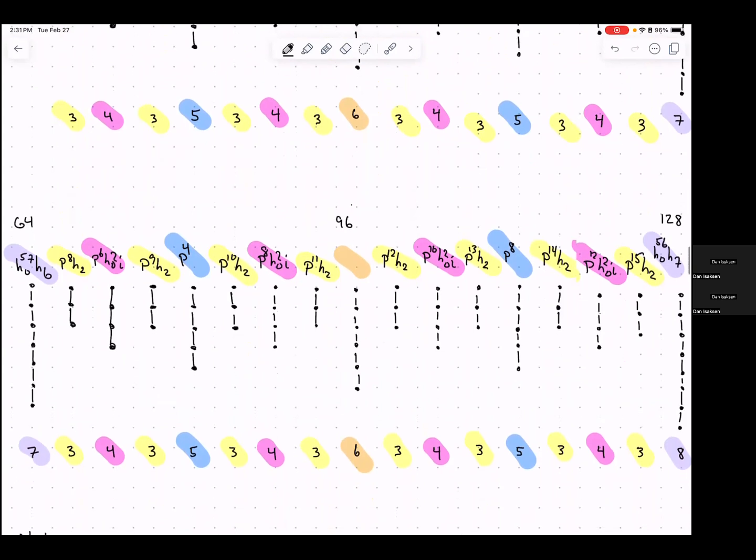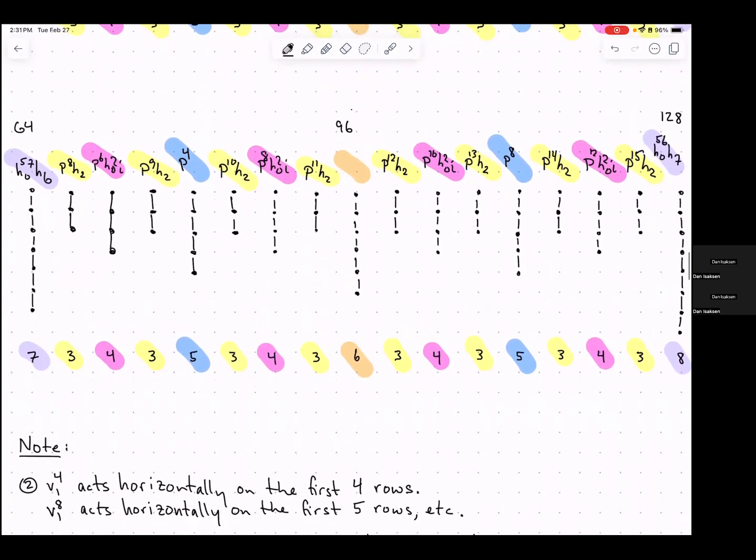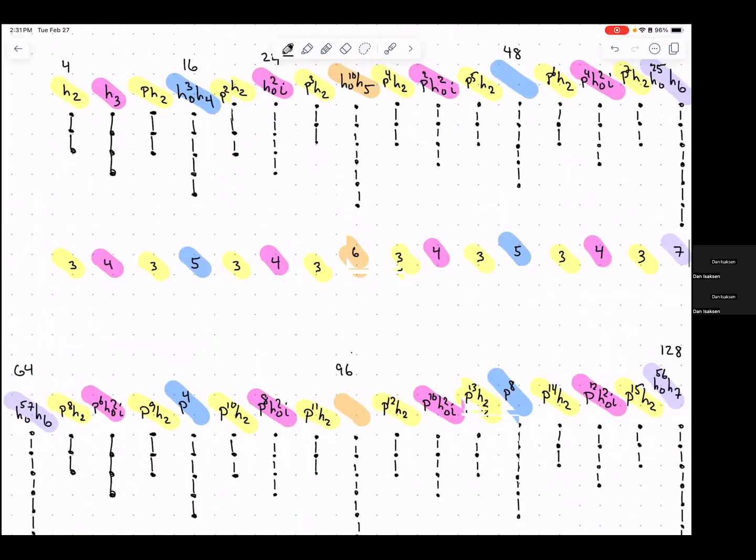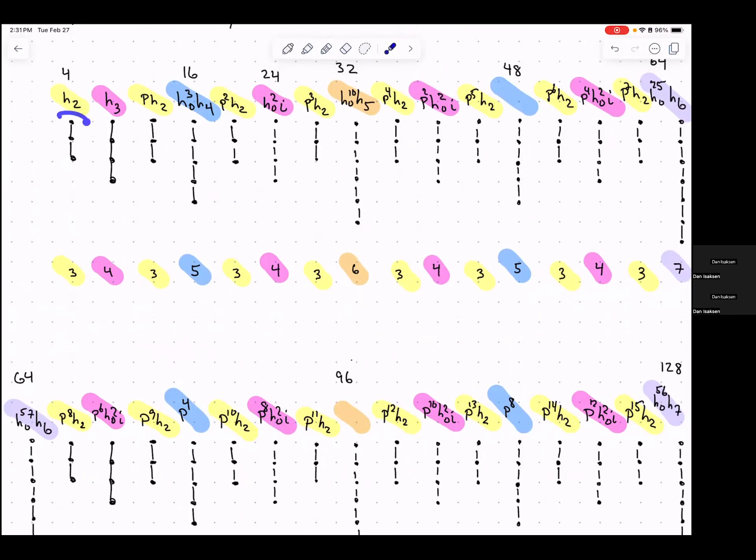A couple of things about this. First of all, the reason that I lined these dots up in exactly this way is that v1 to the 4th acts horizontally. v1 basically acts horizontally. So if you take something like 4 nu, that guy right there, and you apply v1 to the 4th to it, you get 8 sigma.